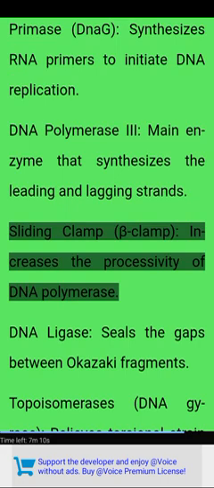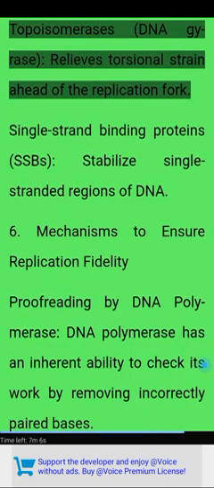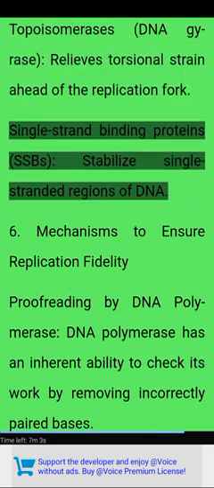Sliding clamp, beta clamp, increases the processivity of DNA polymerase. DNA ligase seals the gaps between Okazaki fragments. Topoisomerase, DNA gyrase, relieves torsional strain ahead of the replication fork. Single-strand binding proteins, SSBs, stabilize single-stranded regions of DNA.